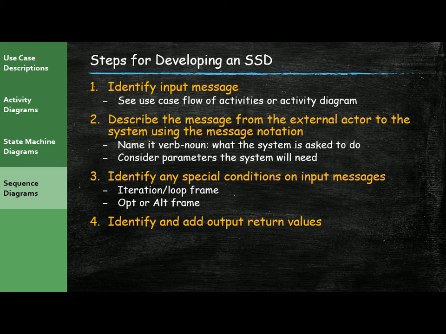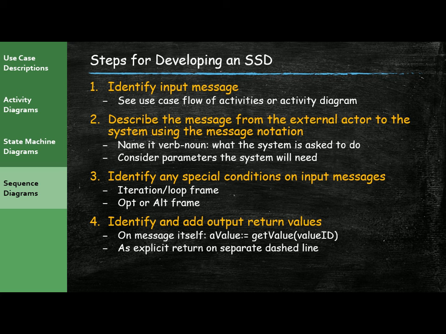We're going to identify and add any output or return values that we're going to send back to our actor. On the message itself, we could do it with that equal sign that I talked about, or we can do an explicit return with the dashed line that I talked about. So two ways we can do those returns, and whichever one you think is clearer, you could use. Whichever one you think would make more sense in your diagrams.